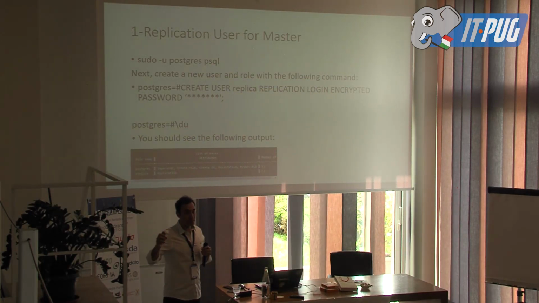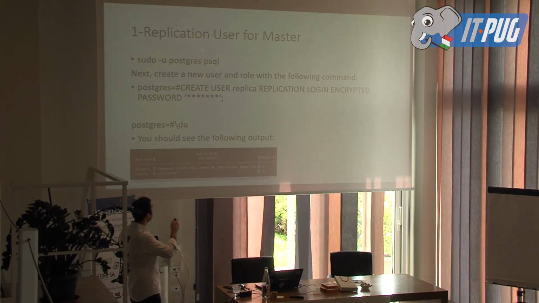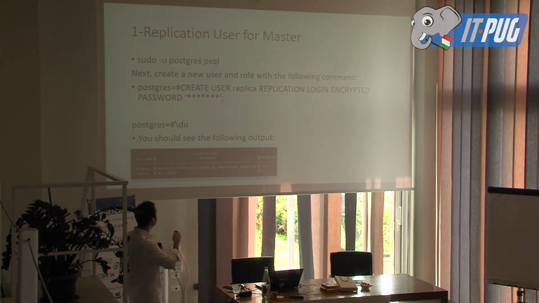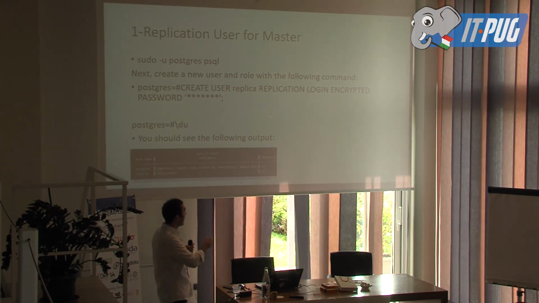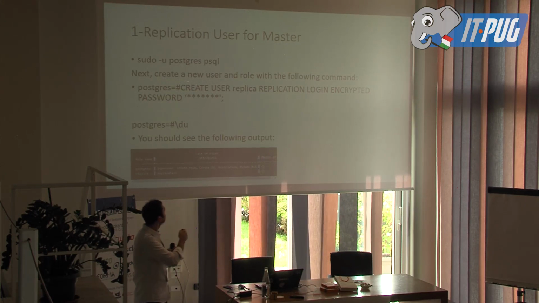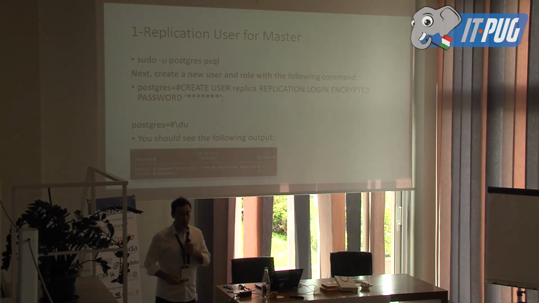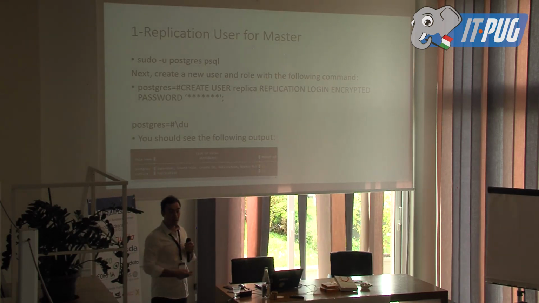Okay, we have 6 steps. First one is to create a user. First we're going to change to the user postgres, and then we create a user. His name is replica. I'm going to use this for replication. It is for login purposes, and then the password. And you're going to check with \du whether this user was created or not.